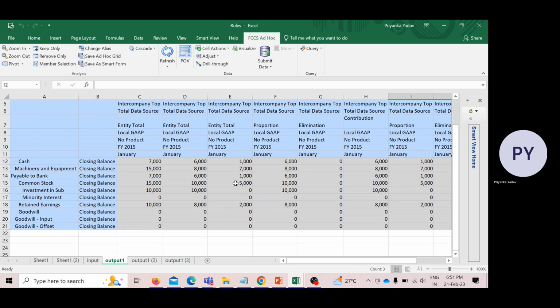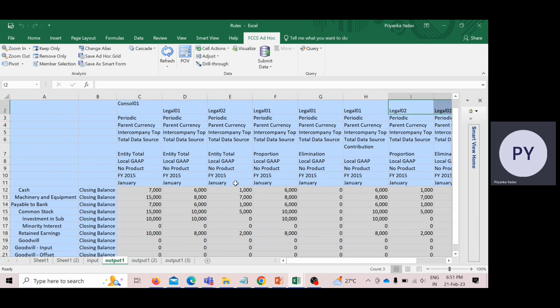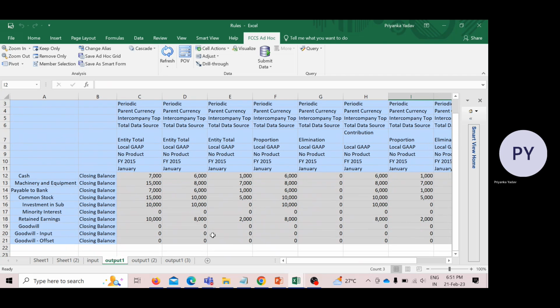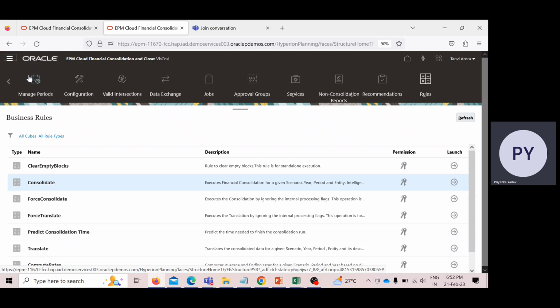of subsidiaries not been eliminated. We can still see the investment in subsidiary, which should not be there. I'm not getting the figures of minority interest. Now retained earning, both of the retained earnings are getting added up, so it is not proportional to the ownership percentage, and I'm not getting any figure in goodwill. So let us go back to the application and deploy the rules.